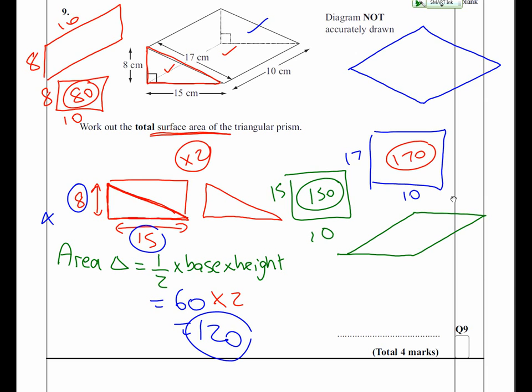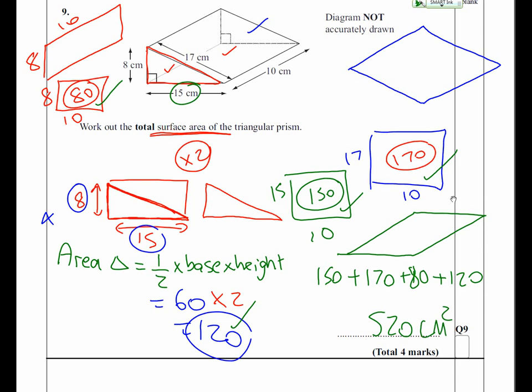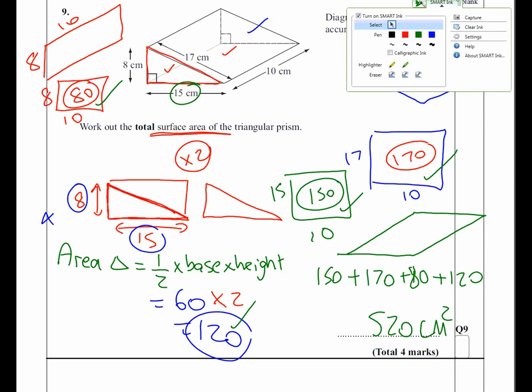Now you could show your examiner what you're going to do. You're going to add them all up. You have a calculator, so you could save your effort and just use that. Okay, 120 plus 80, 200, 350, 450, 520. And it's in centimeters squared. Okay, for 4 marks.